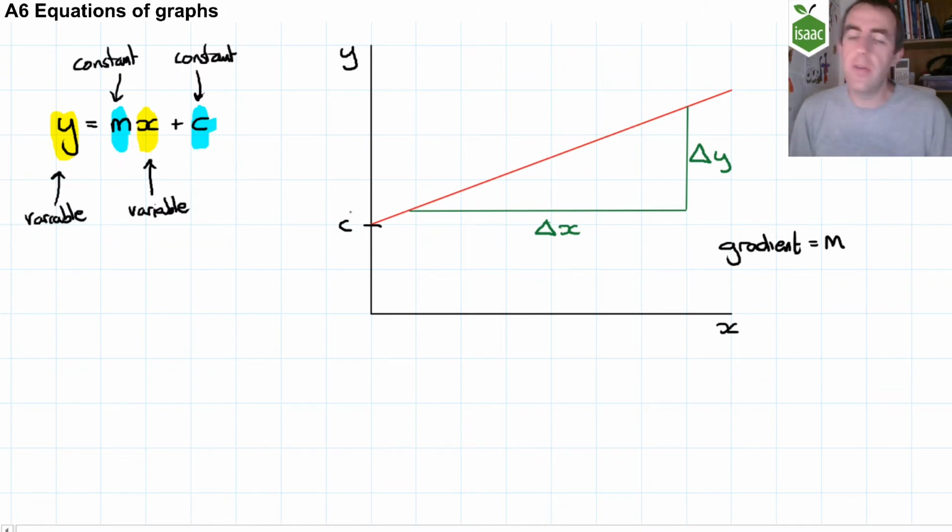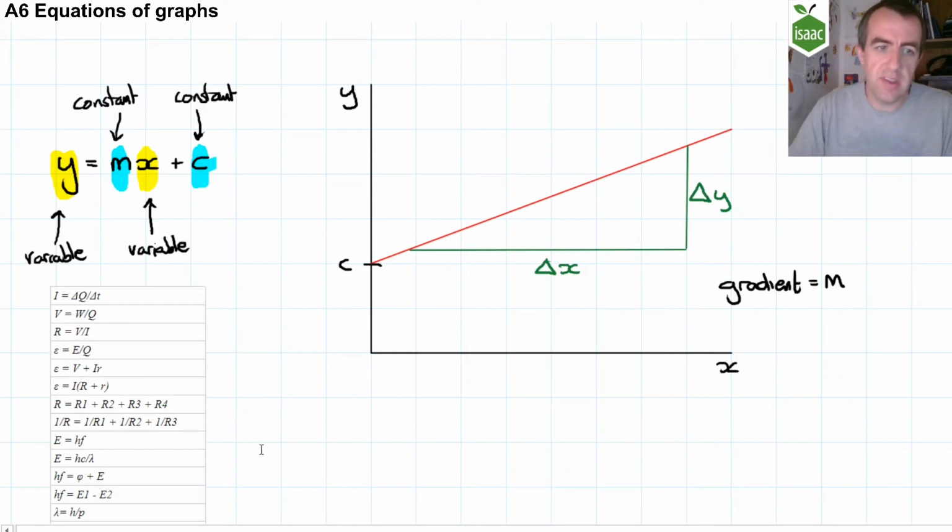So the equation is in the form variable equals constant times variable plus constant. And any equation that can be put into this form can produce a straight line where the constants can be extracted from the graph. The constant at the end, which is added, c, is the y-intercept, and the constant that is multiplied by the variable, m, is the gradient.